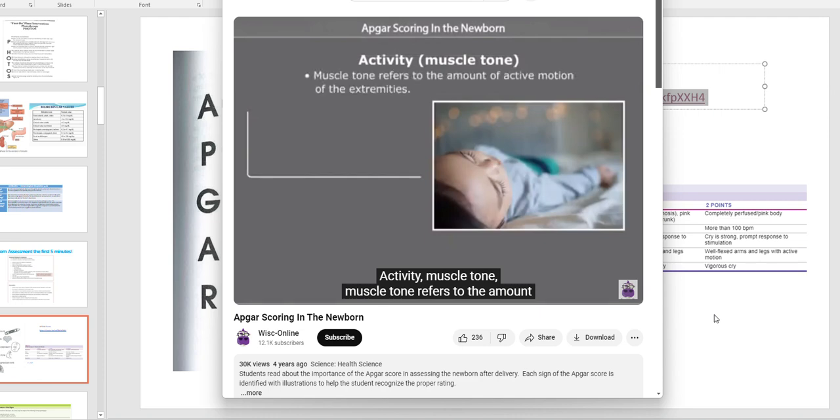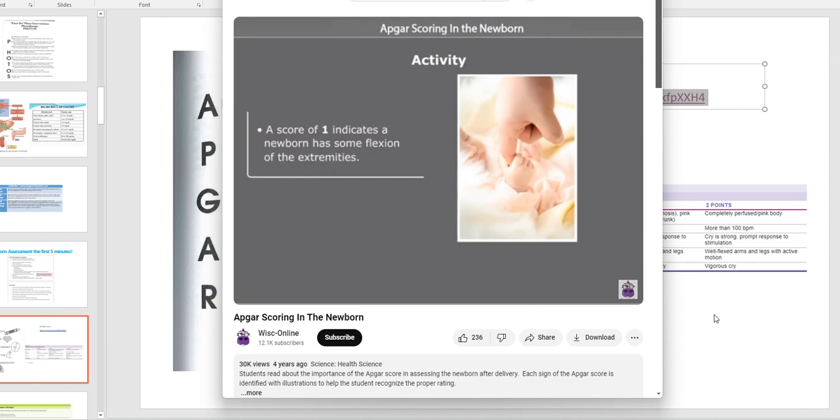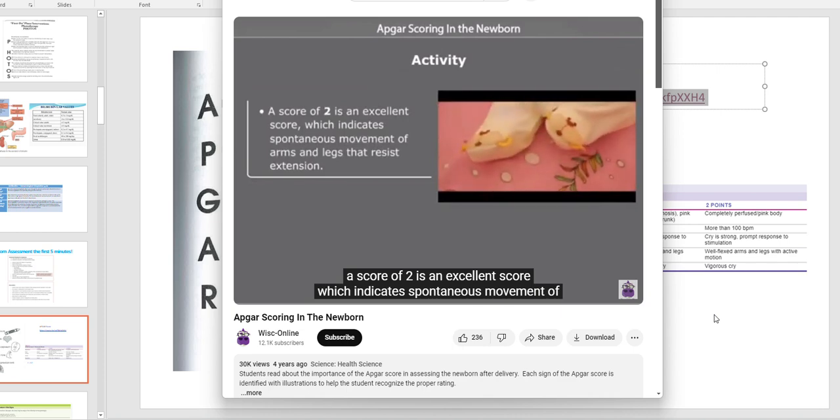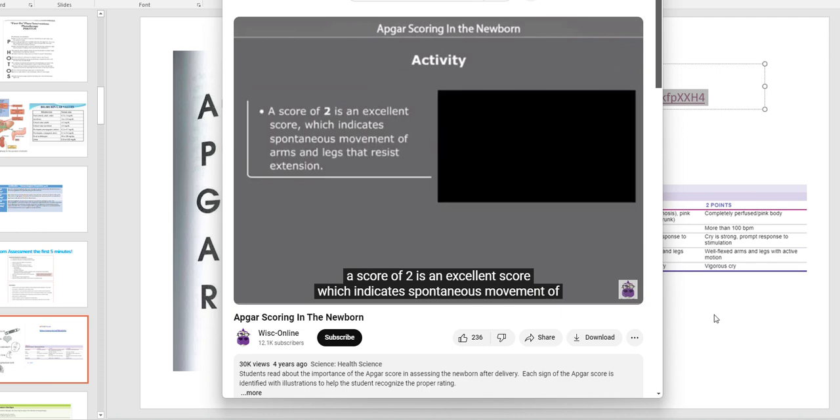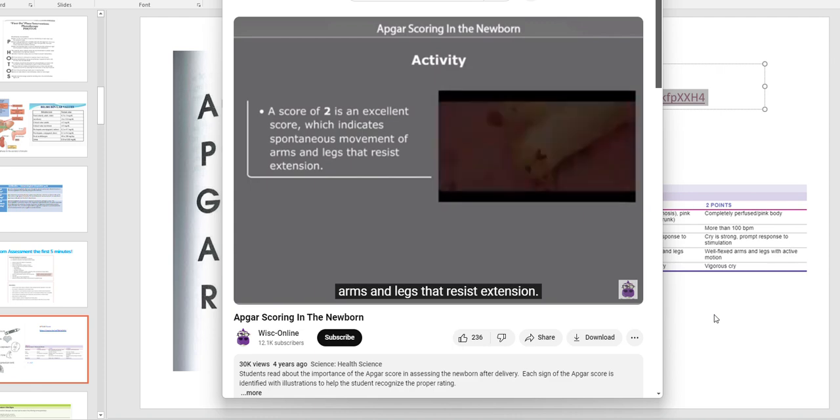Muscle tone refers to the amount of active motion of the extremities. A score of 0 indicates a newborn who is limp and without movement. A score of 1 indicates a newborn has some flexion of the extremities. A score of 2 is an excellent score, which indicates spontaneous movement of arms and legs that resist extension.